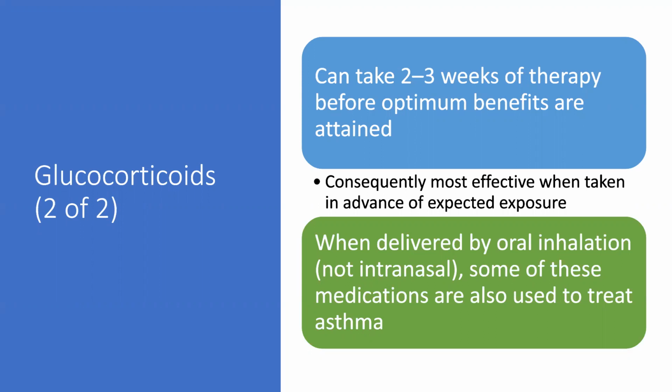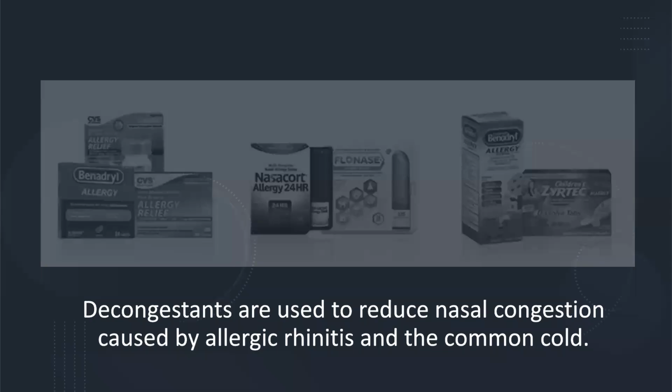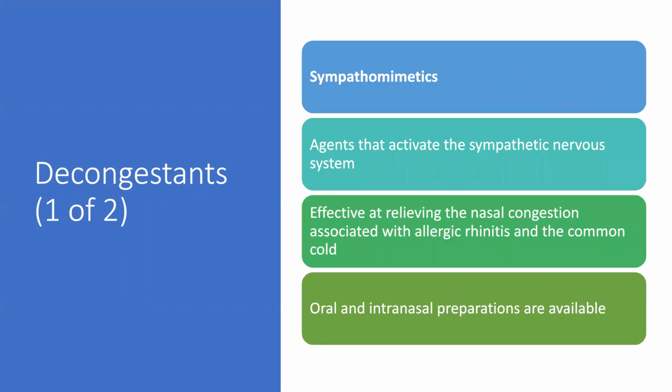When delivered by oral inhalation, but not intranasally, some of these medications are also used to treat asthma as well. Then decongestants are used to reduce nasal congestion caused by allergic rhinitis and also sometimes the common cold. They are drugs like sympathomimetics. And what are sympathomimetics? They are agents that activate the sympathetic nervous system. They're effective at relieving the nasal congestion associated with allergic rhinitis and the common cold.